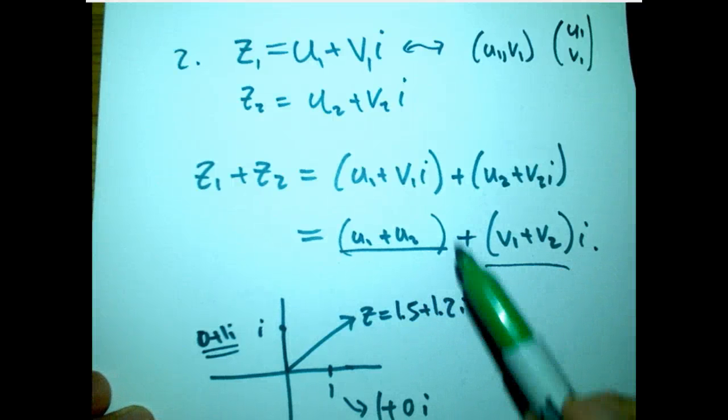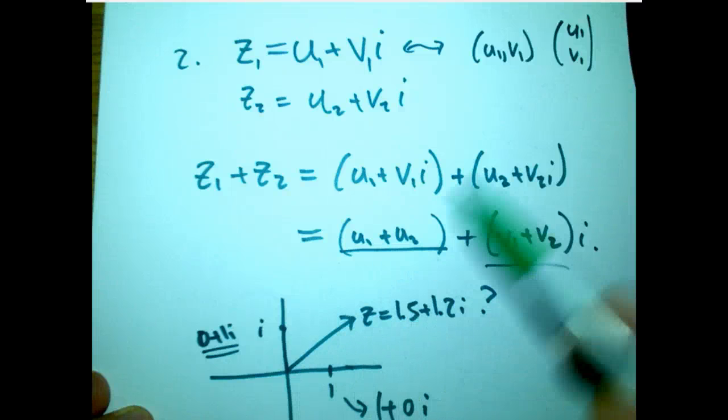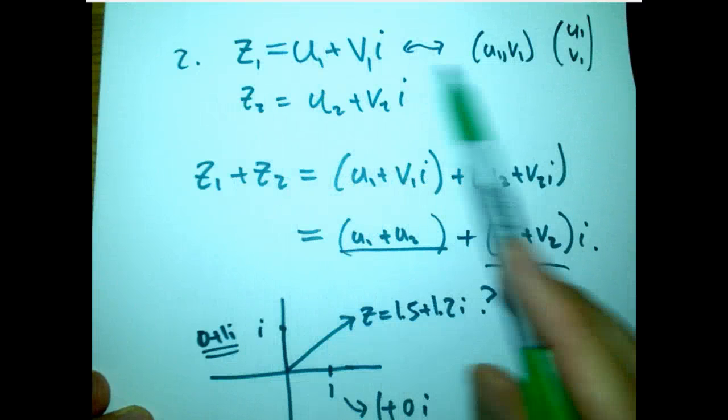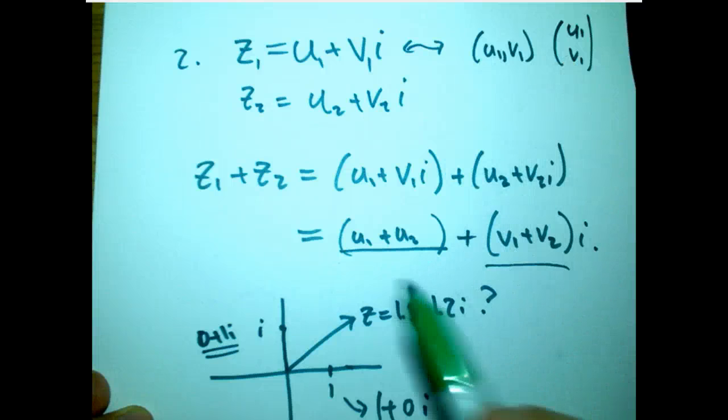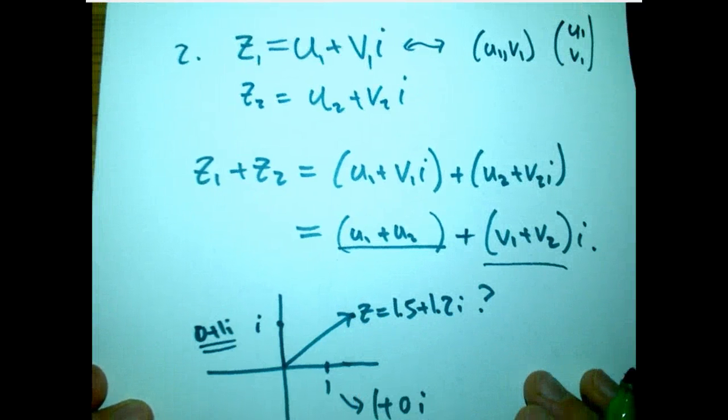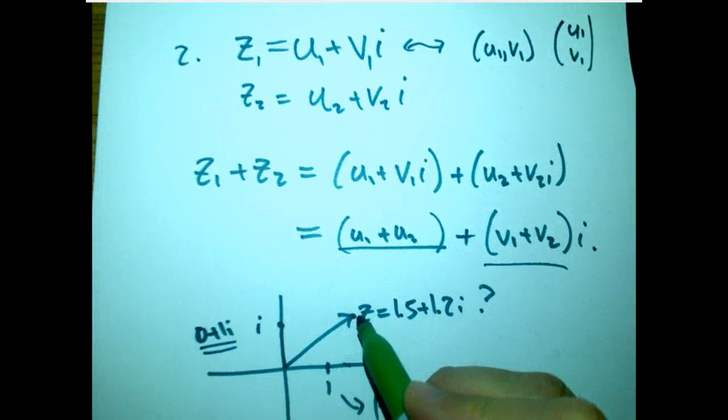Okay. So this already would suggest that we could draw complex numbers as points or arrows in the plane. Arrows are going to be more useful in a lot of ways, although they're both useful.